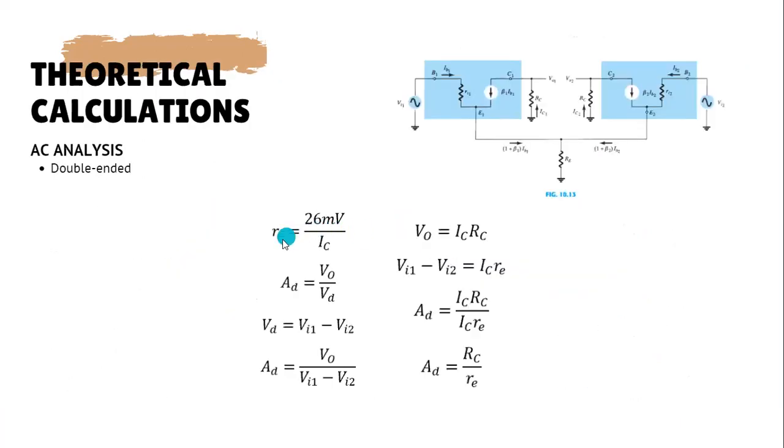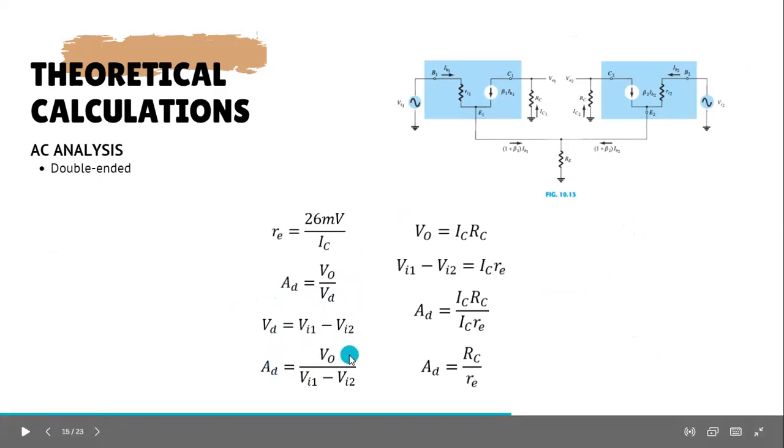So once you get your IC, you have Re, 26 millivolts, RC, and here you find the first deviation from single-ended. This is called the differential voltage gain. And to get the differential voltage gain, you need to divide the output voltage over the difference between the two input voltages. VD is equal to VI1 minus VI2. So differential voltage gain is equal to output voltage over the difference of the two input voltages.